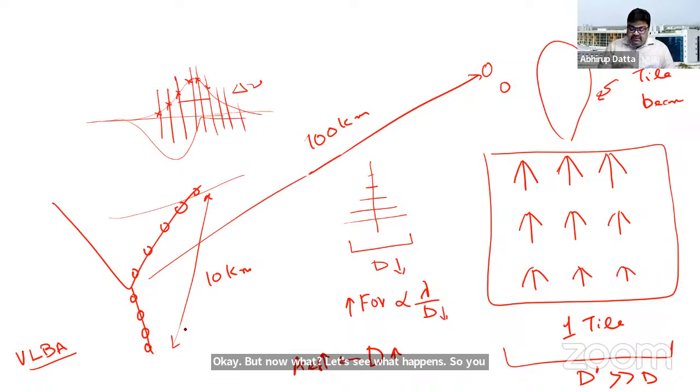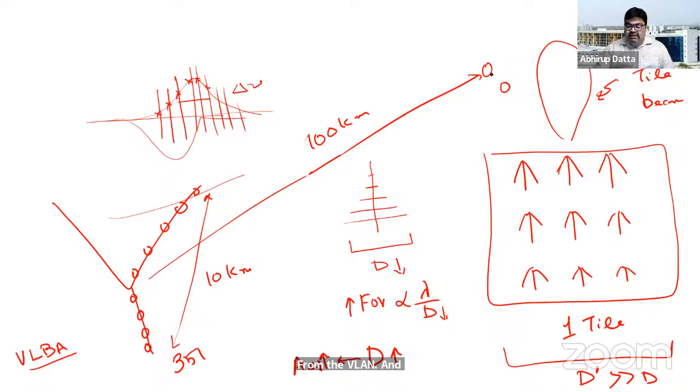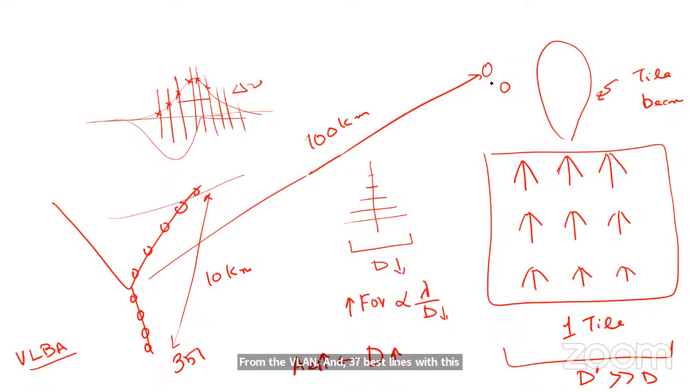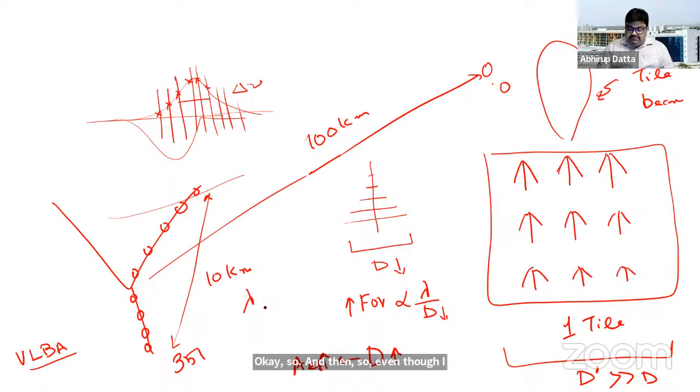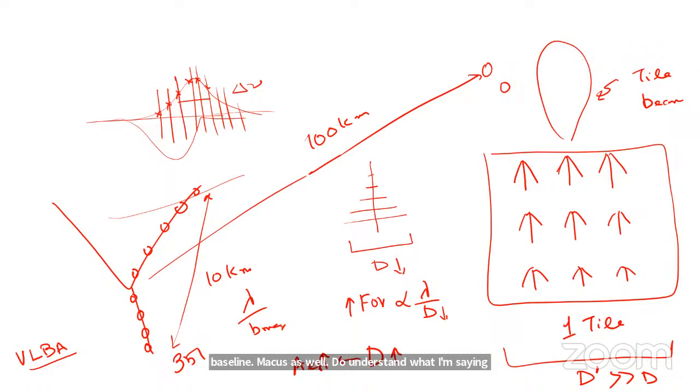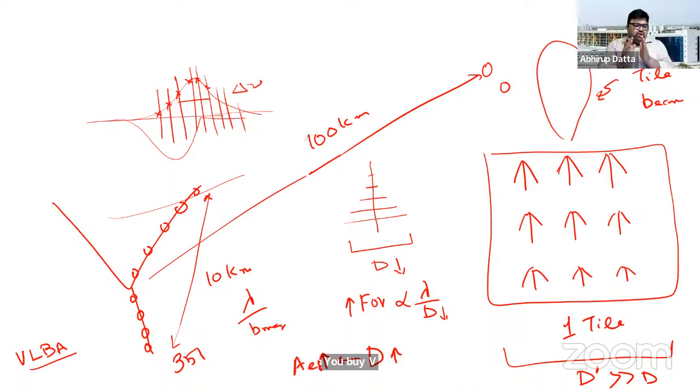So you have about 351 baselines from the VLA and 27 baselines with this one antenna. So even though I said that lambda over Bmax is the resolution, the distribution of the baselines matters as well. Do you understand what I'm saying? The U-V coverage, correct. How these baselines are distributed across the length.